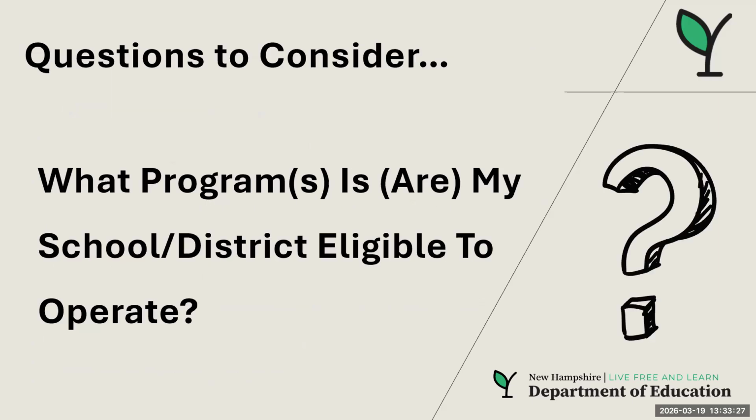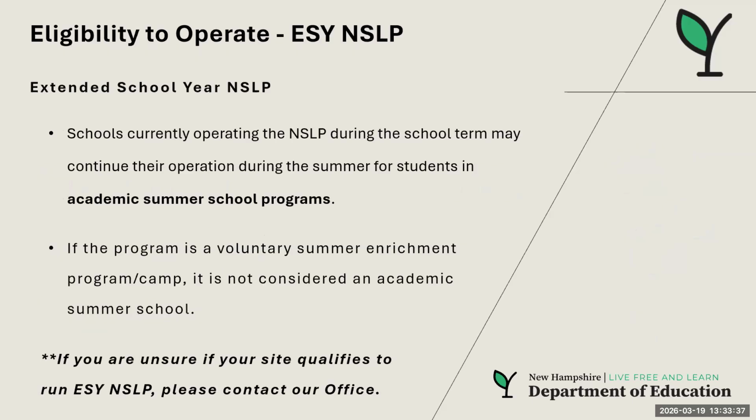So you might be asking yourself, what programs is or are my school or district eligible to operate? We'll start by talking about extended school year NSLP. To qualify to operate ESY, the school must be operating an academic summer school program. If the program is voluntary, or if it's a summer enrichment program or a camp, it's not considered an academic summer school. And as always, if you're unsure if your site qualifies to run this program, please contact our office and we can talk through it.